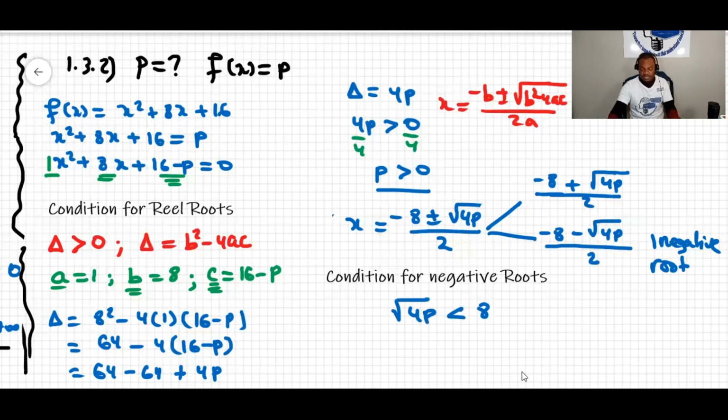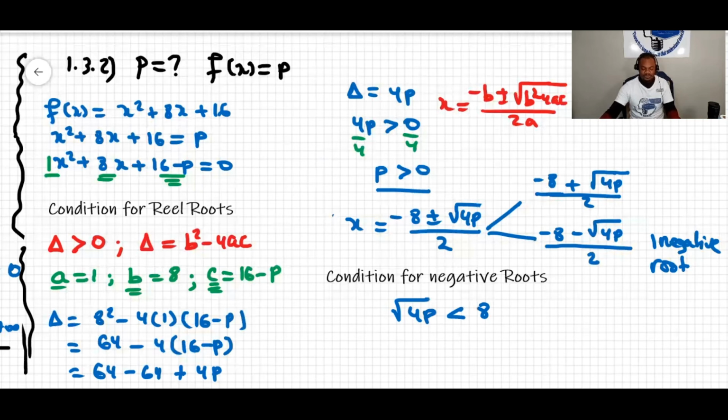Okay, let me go back in case you didn't get it. I say if root 4p is 8, the opposite sign, we have the same magnitude but opposite sign, negative 8 plus 8 will make 0. So now if it is lesser than 8, then that's when we can get the negative value. So over here, we need to set square root of 4p lesser than 8.